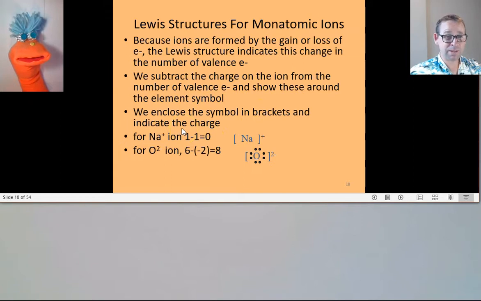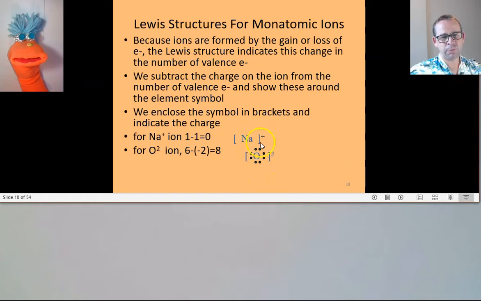For our metals, sodium, you form an ion, a Lewis dot structure, simply by removing that electron and making these brackets and putting a positive charge.